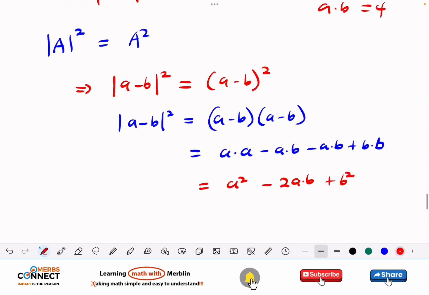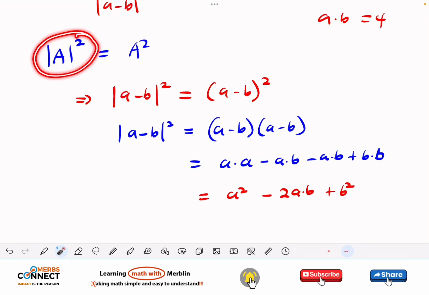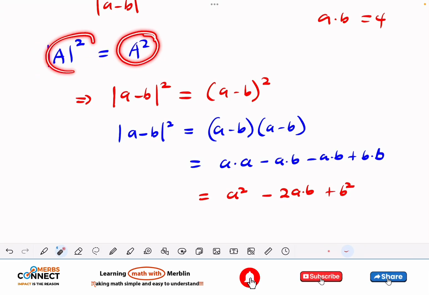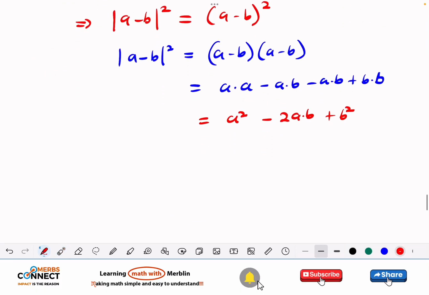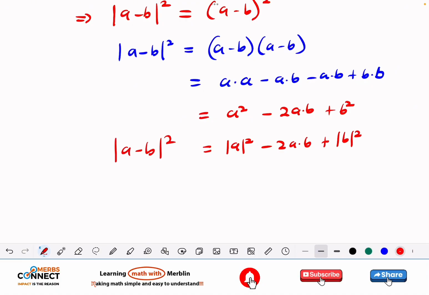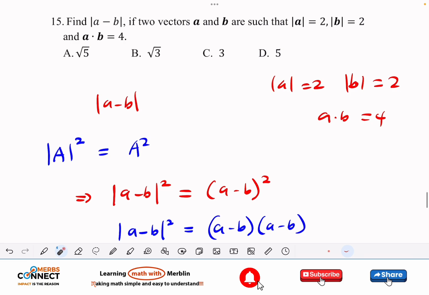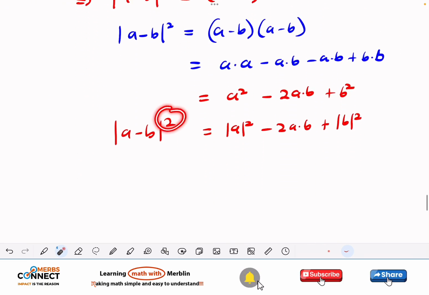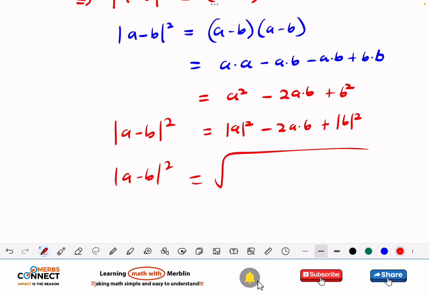Now, since the magnitude of A squared is the same as A dot A, we can write this as the magnitude of A squared minus 2A dot B plus magnitude of B squared. Don't forget, this is the magnitude of A minus B. What do we need? We need just this without the square. So we can take the square root on both sides. So the magnitude of A minus B is equal to the square root of the magnitude of A squared minus 2A dot B plus the magnitude of B squared.